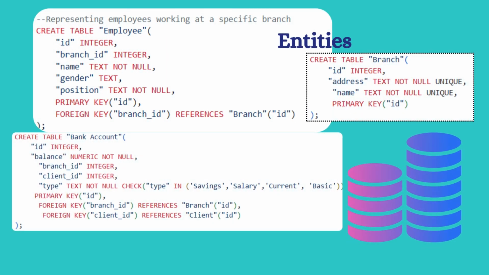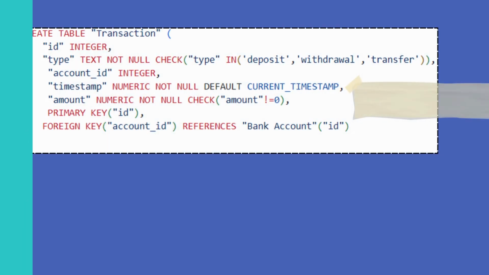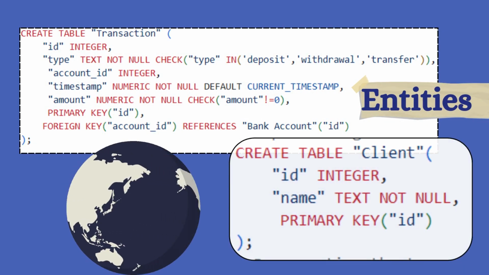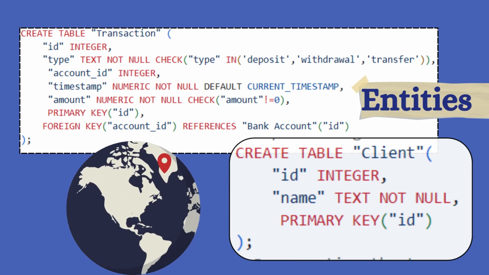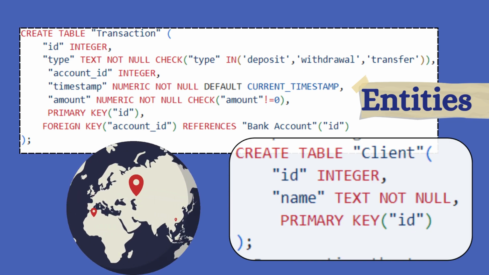Next, we have the first three entities: employee, branch, and bank account. As you can see, we used not null for every column except gender, and one check constraint for the type column. The other two entities are client and transactions, which have the not null constraint applied, as well as one check and default constraint.